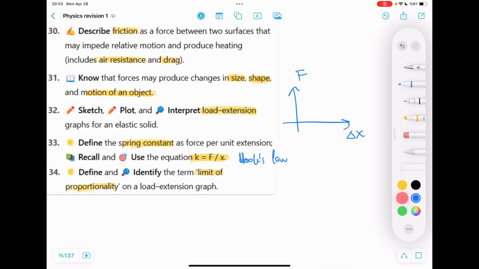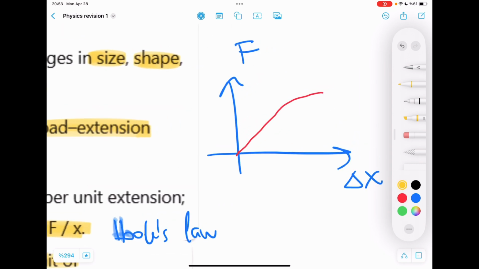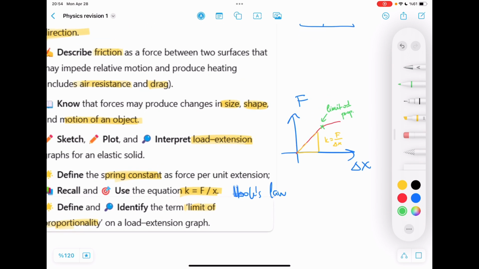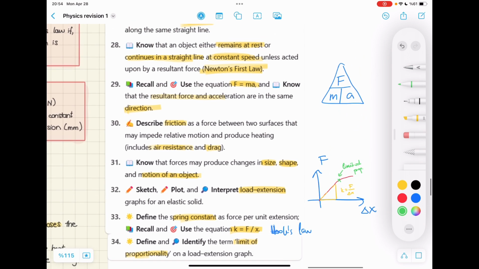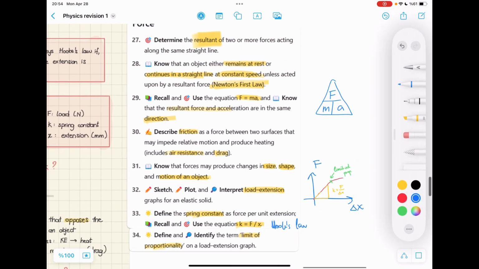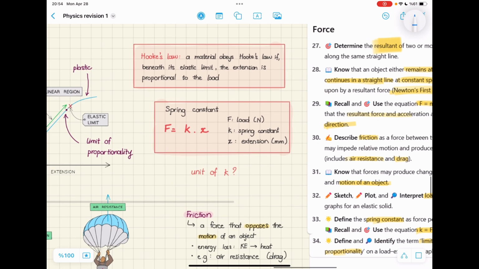Quickly, it looks like this. This part, the slope here, will represent k, which is F over delta x. And at this point here, we will have something called the limit of proportionality. Now we're going to see this also. This is just an overall overview of the things that we need to know here.